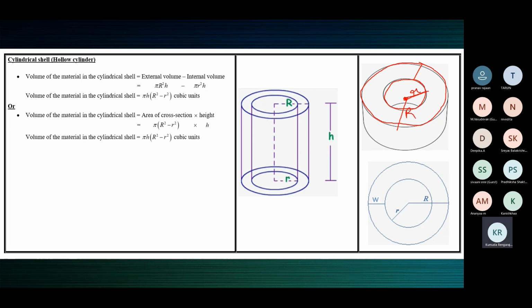So when will this happen? When will you get two values for R? When will you have this concept of inner radius and outer radius? Only when the wall of the cylinder is thick. You cannot ignore this thickness. It's pretty thick.